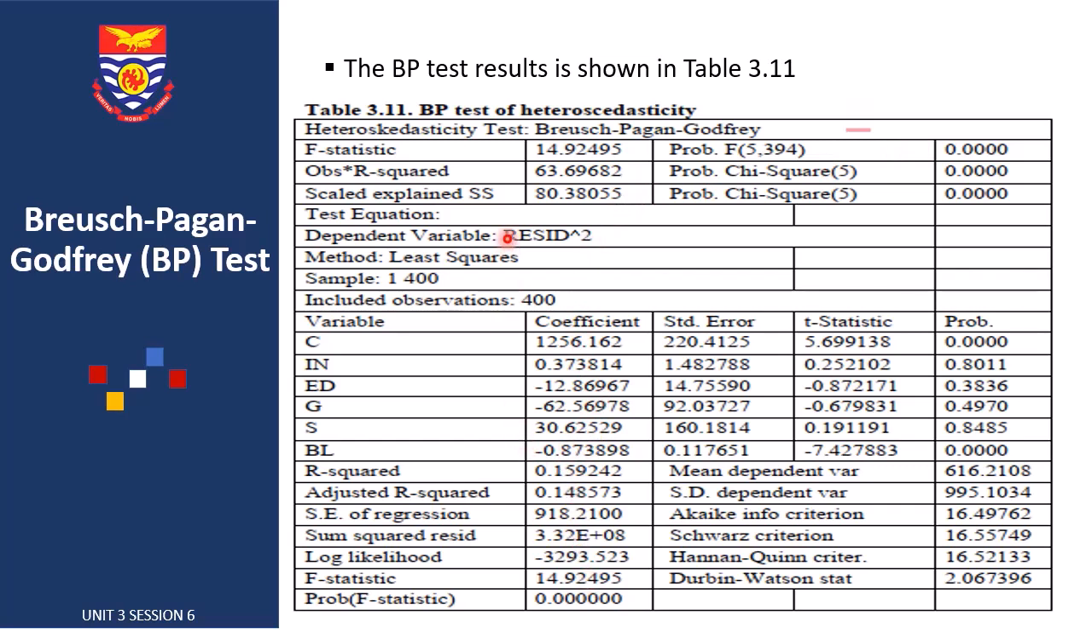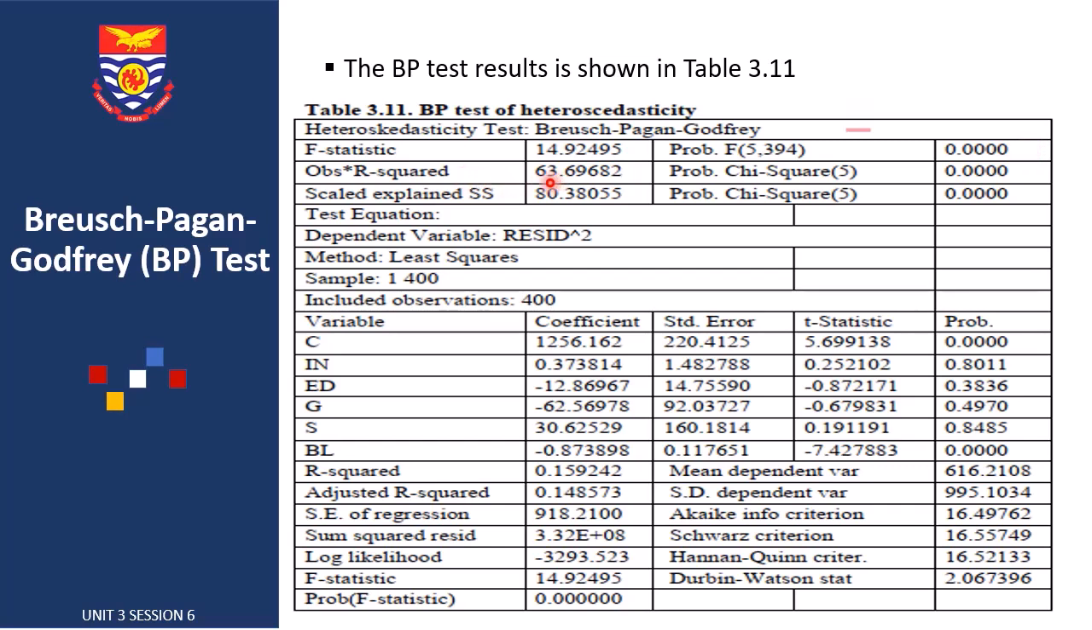You can see that from this table we have a coefficient of 14.92495 and a probability value of 0.0000, meaning we don't have enough evidence to support the presence of homoscedasticity in the data set. With this value, we can clearly claim that we have to reject the null hypothesis of homoscedasticity, which means there is the presence of heteroscedasticity within our model.